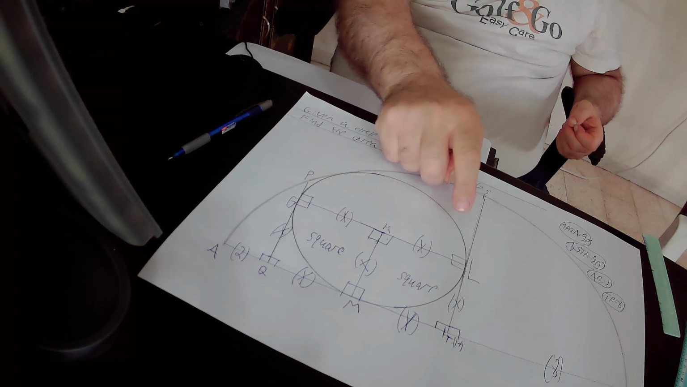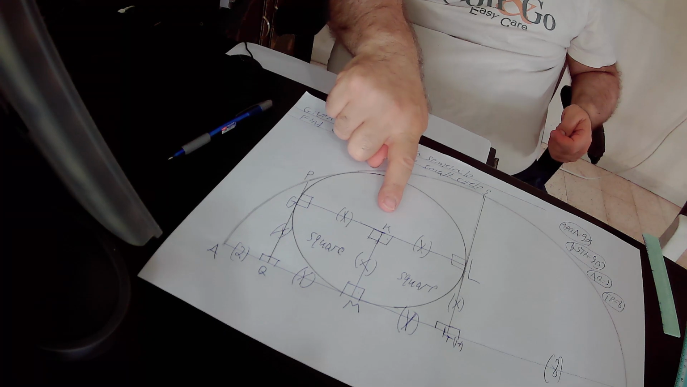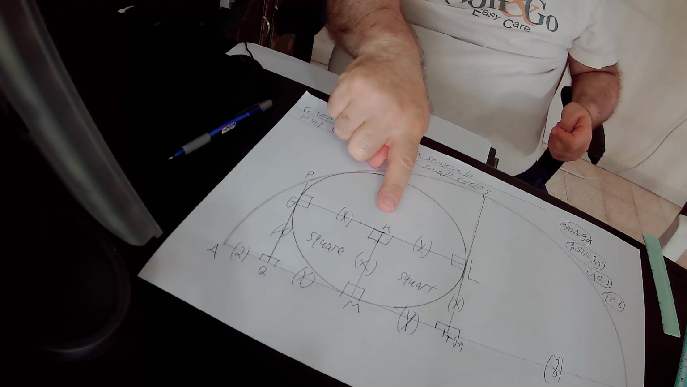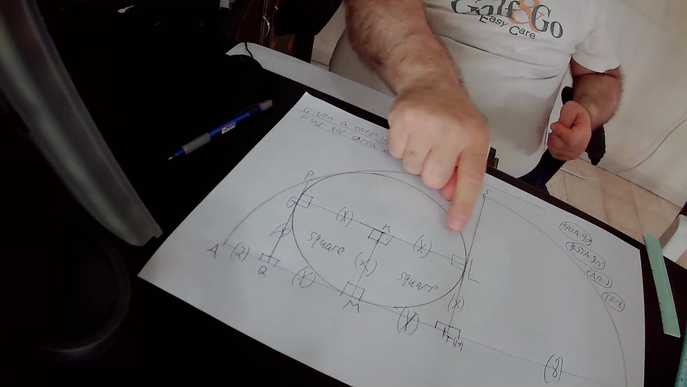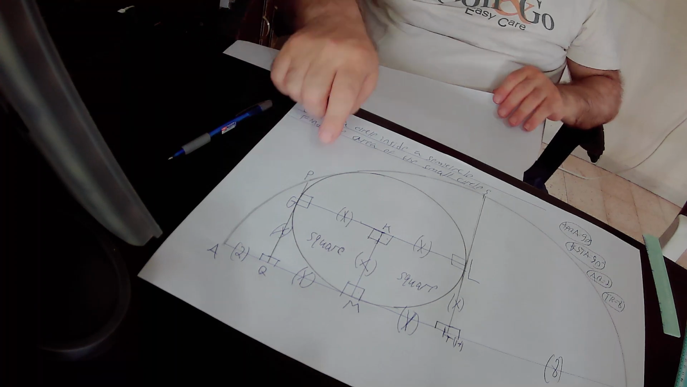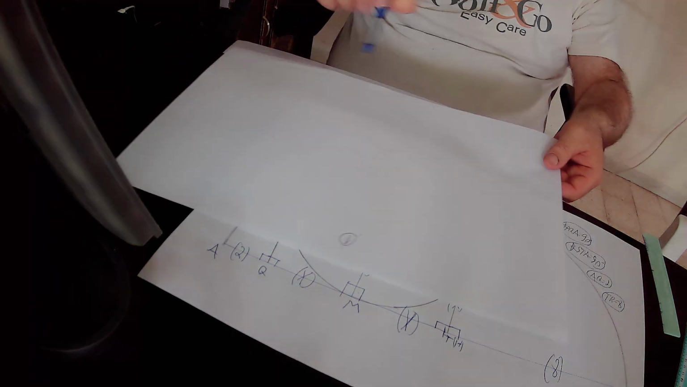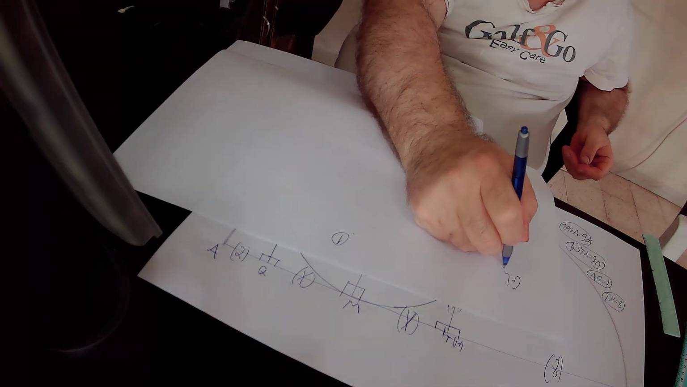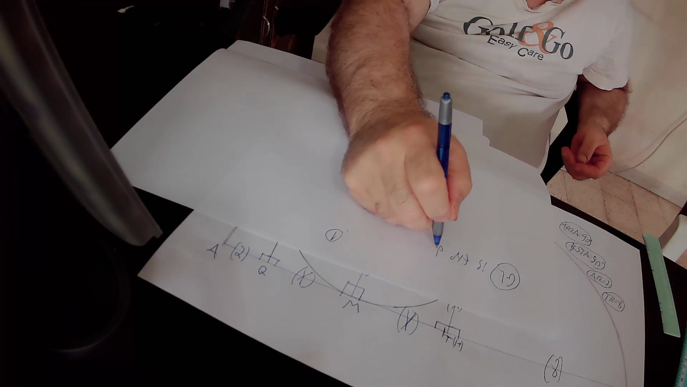So GL is a chord, but GL is a chord that passes through point K, the center of this small circle, and we know that any chord that passes through the center of the circle is defined as the diameter of the circle. Therefore, GL is the diameter of the small circle. So I'll write it down. We actually found out that GL is the diameter of this small circle.